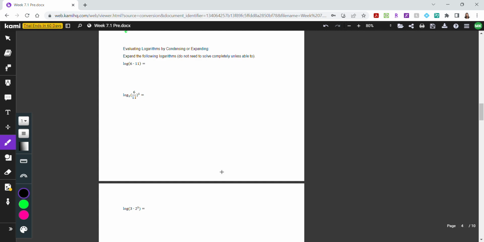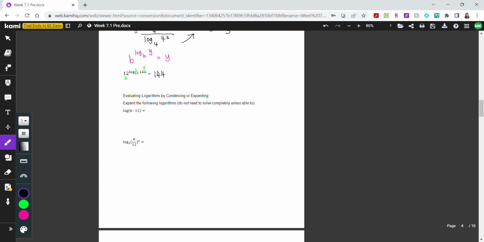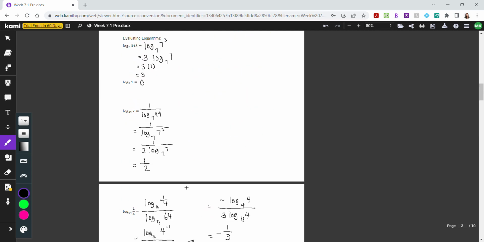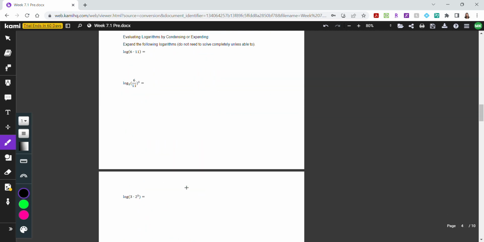We have log 6 times 11. And now from that, I know it's going to be using this rule, this property. So that means they're going to be adding, all right? So if I'm going to break it up, it's going to be log 6 plus log 11.